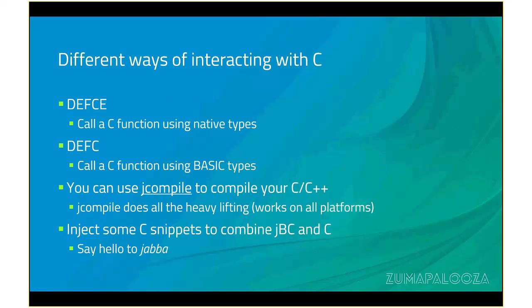To call a C function from BASIC, you need to declare the function with the arguments expected. There are two commands that facilitate this, defce and defc. The simple explanation of the difference is that defce only supports string, int, and float, and by string I really mean char star pointer. defc, on the other hand, supports regular BASIC types.